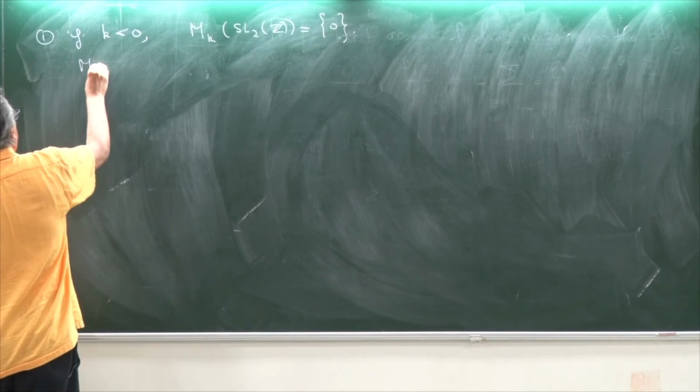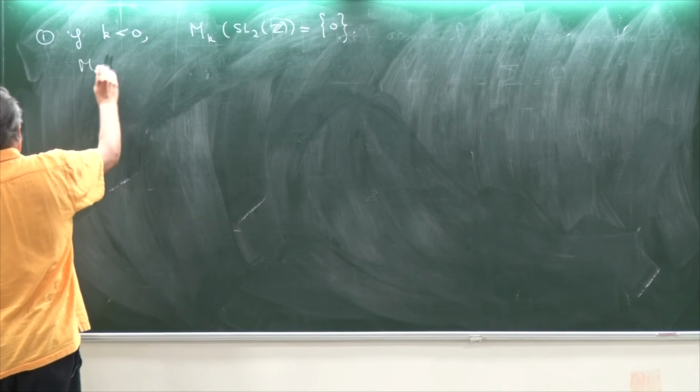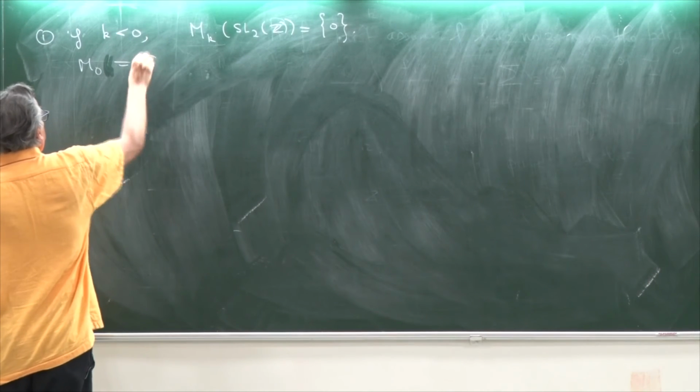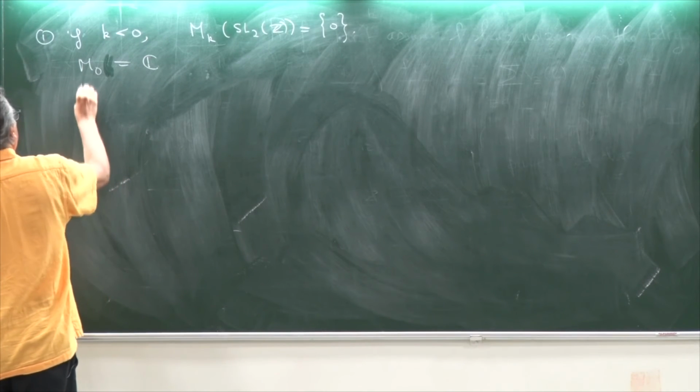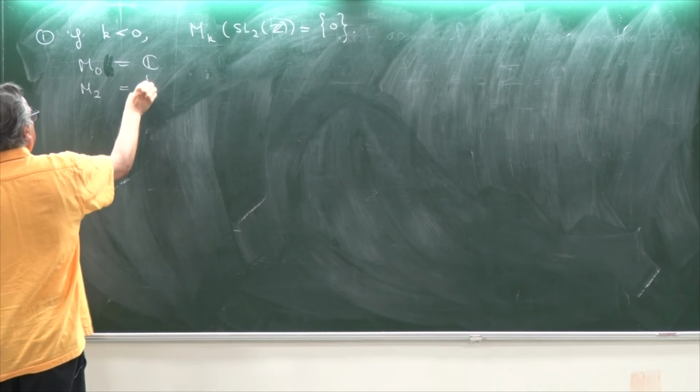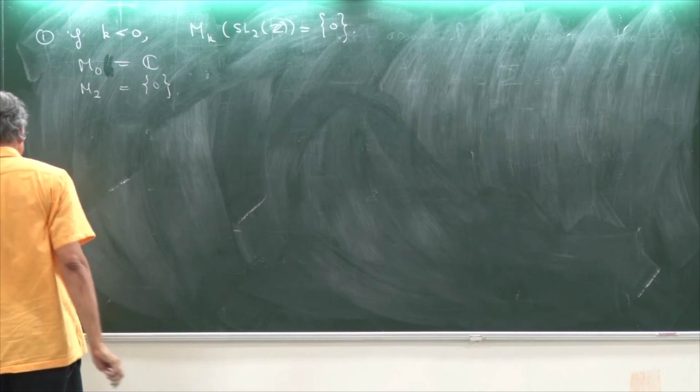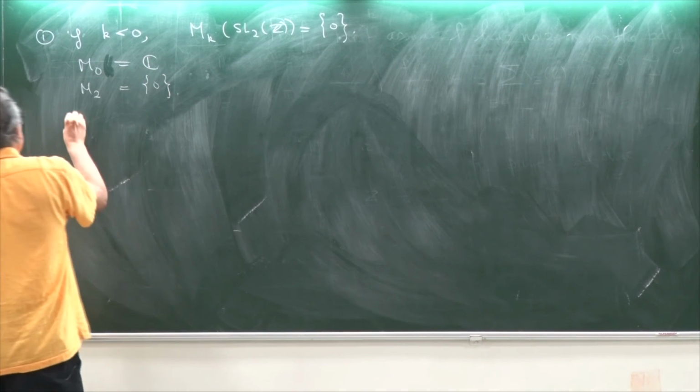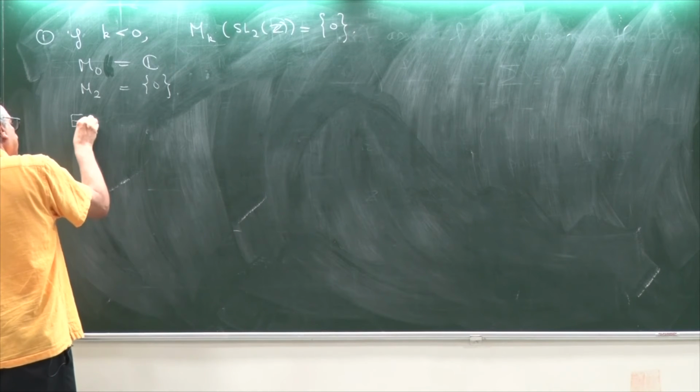For M_0, this is just the set of complex numbers. M_2 is again the zero set. Now, let's apply the valence formula to E4 of z.